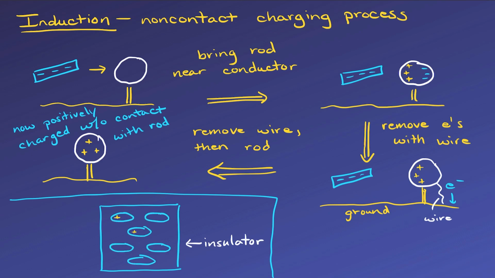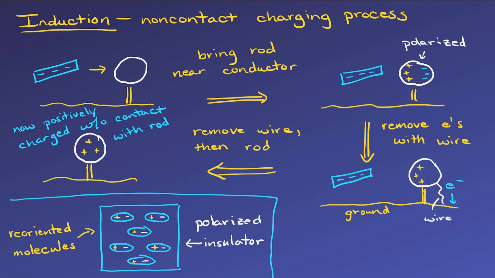Even though the charge isn't free to move across the entire material, the individual atoms or molecules can sometimes reorient themselves such that the positive sides of all the molecules are pointing in one direction, leaving the negative sides to point in the other direction. This has the same effect as a polarized conductor, though it might not be as strong.